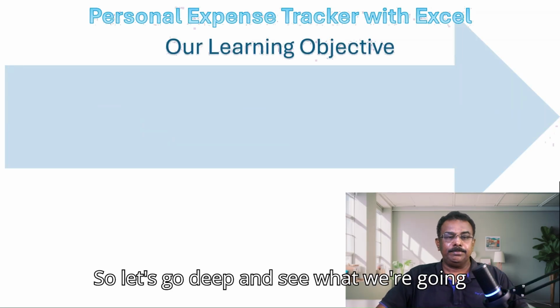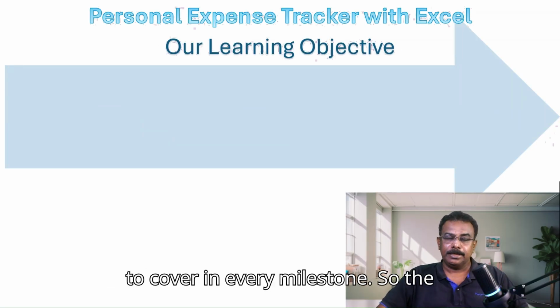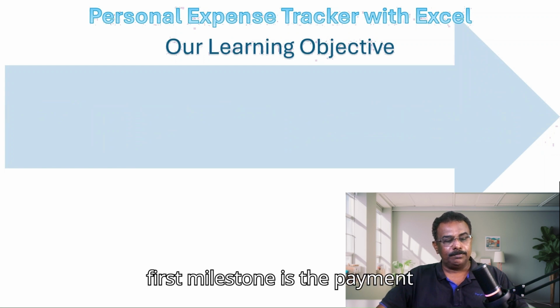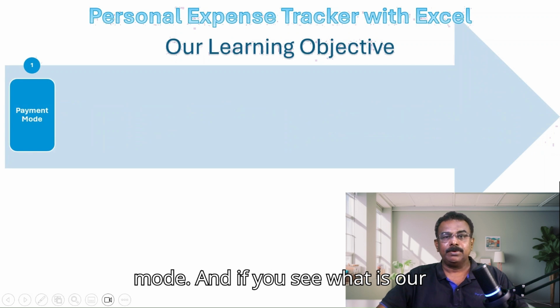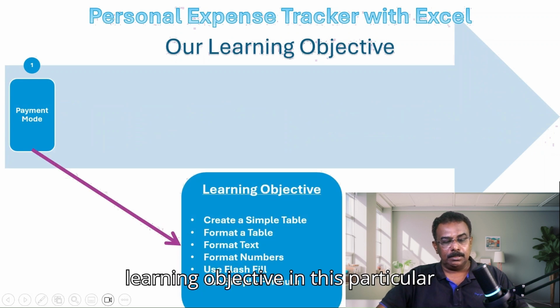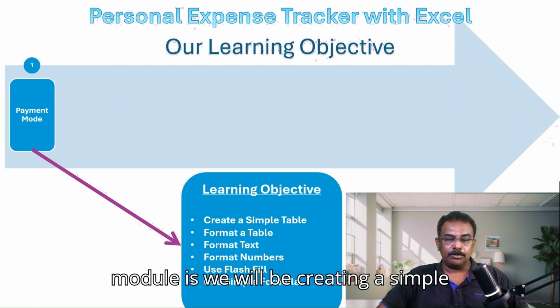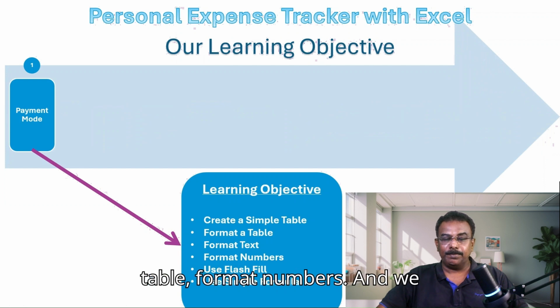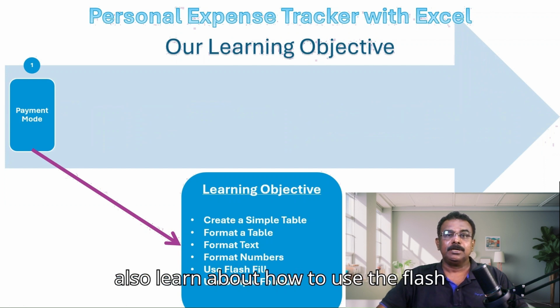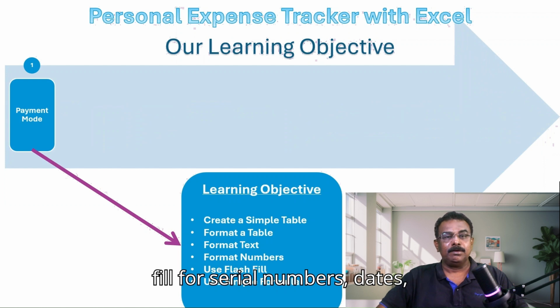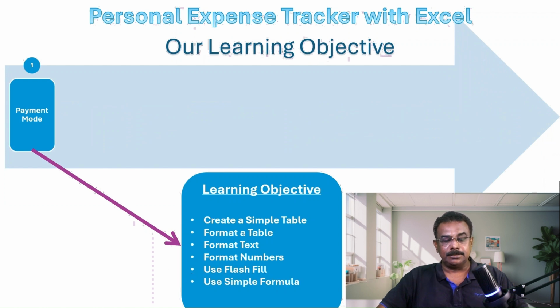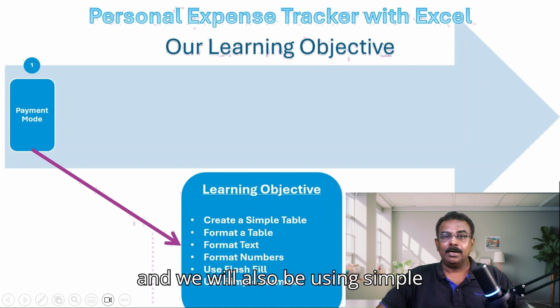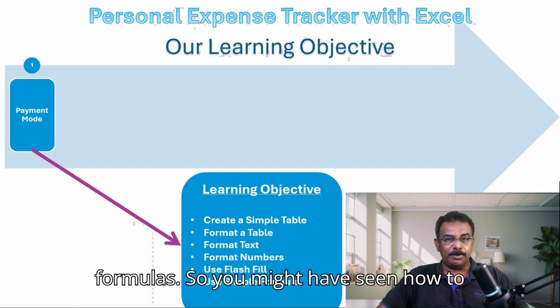So let's go deep and see what we are going to cover in every milestone. The first milestone is the payment mode, and our learning objective in this module is that we will be creating a simple table, formatting the table, formatting numbers, and we also learn how to use flash fill for serial numbers, dates, etc. And we will also be using simple formulas.